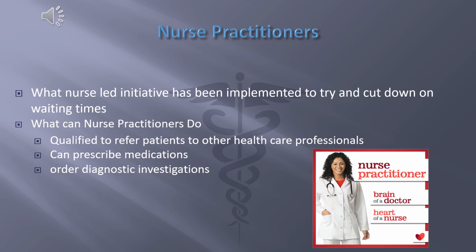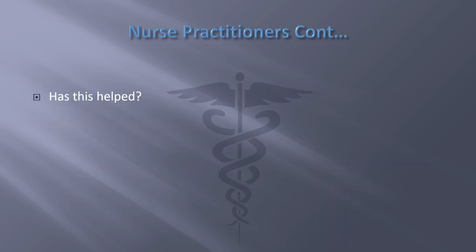Nurse practitioners in the emergency department can assess and treat patients presenting with a number 4 or number 5 on the Australian Triage Scale. This allows for doctors to focus on the more urgent patients presenting with a number 1, 2 or 3 on the Triage Scale. The introduction of nurse practitioners has helped reduce aggressive behaviour in emergency departments by decreasing waiting times.